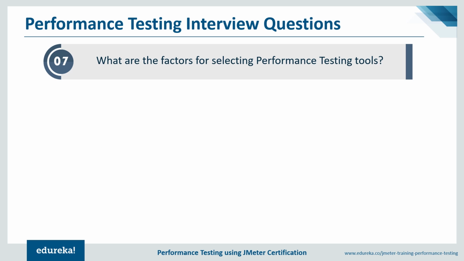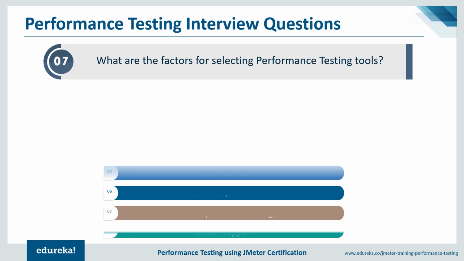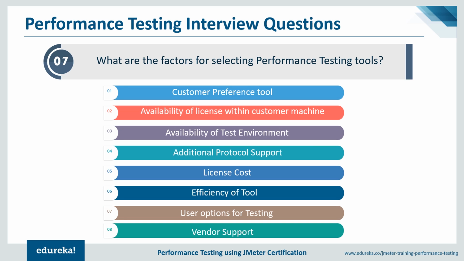Next up, what are the factors for selecting performance testing tools? Now, as I've already told you, there is no such thing as the best tool. You have to find out the tool that suits your project goals. So while selecting your performance testing tools, there are certain factors that you must consider. Some of these are the customer preference tool, the availability of license within customer machine, the availability of test environment, additional protocol support, license cost, efficiency of tool, user options for testing, and the vendor support. So you must check all of these things before you consider selecting any of the performance testing tools available in the market today.